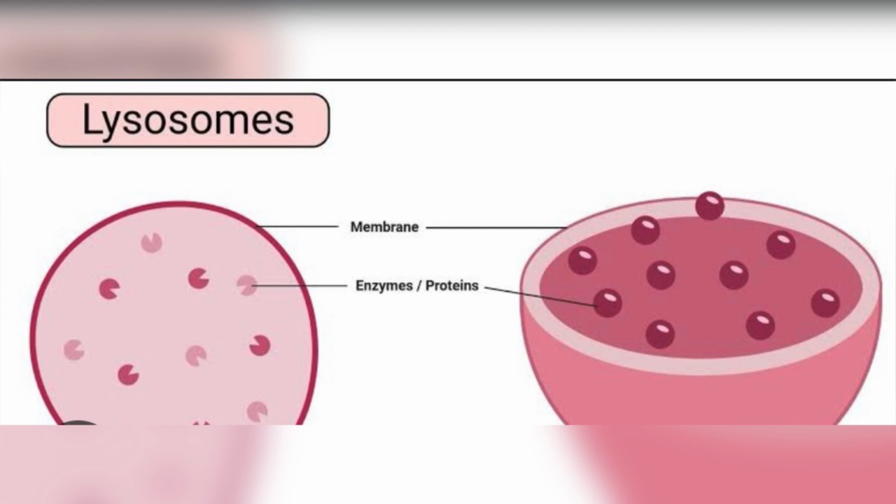Now we have a diagram of the lysosomes. You can clearly see here, this is the one outer membrane, and this is all filled with the enzymes and the proteins which help in the digestion of any organic food material which is present inside the cell.